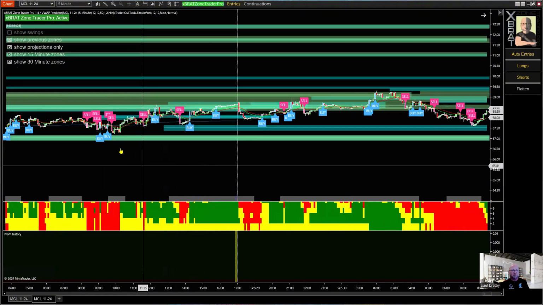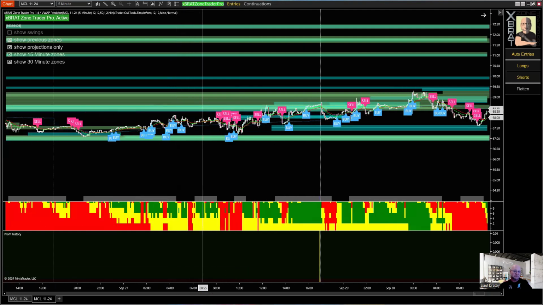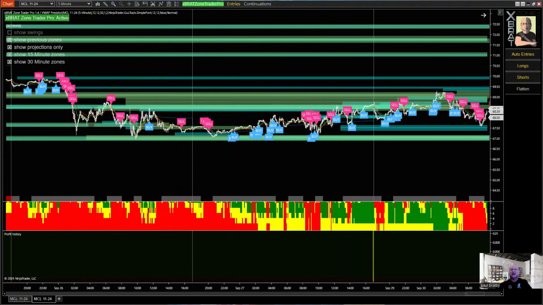And this has been the problem with oil recently: we're stuck between these support and resistance zones. So very, very difficult to trade right now until we get a reset and we get some fresh air. But again, these are the Guardian zones. So on NinjaTrader, these are automated support and resistance zones. Now, I am very proud of these.